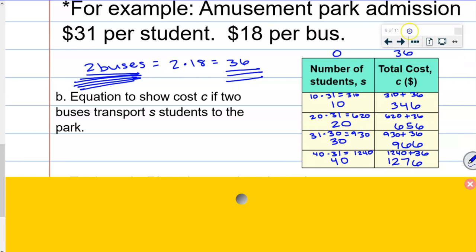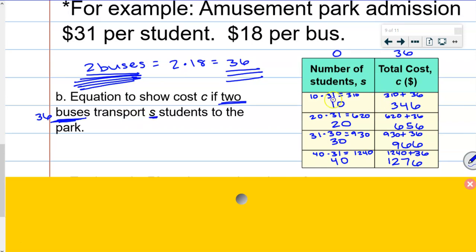Now we're going to go even more abstract because this is still fairly quantitative. We can see the student numbers, we can see the cost numbers, but let's really abstract this. Let's write an equation to show the cost, which is going to be C. So I want the total cost. If 2 buses transport, so how much for these 2 buses? $2? No, they're 18 per bus. So it's 36, because there's 2 buses. And we're transporting S students.